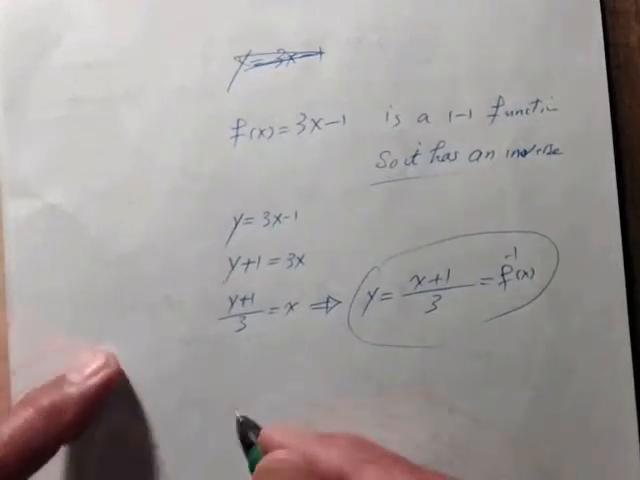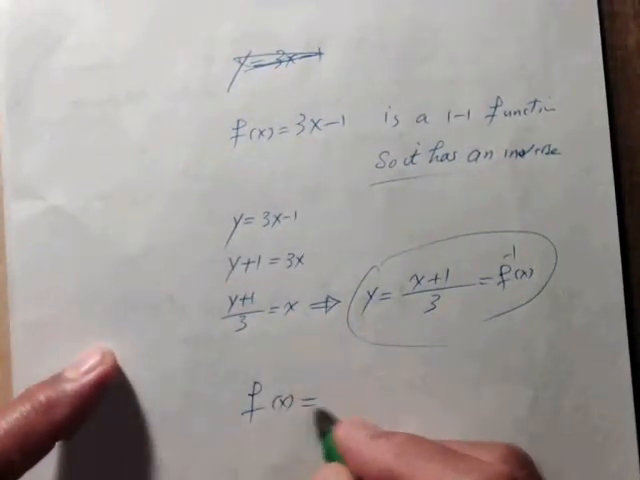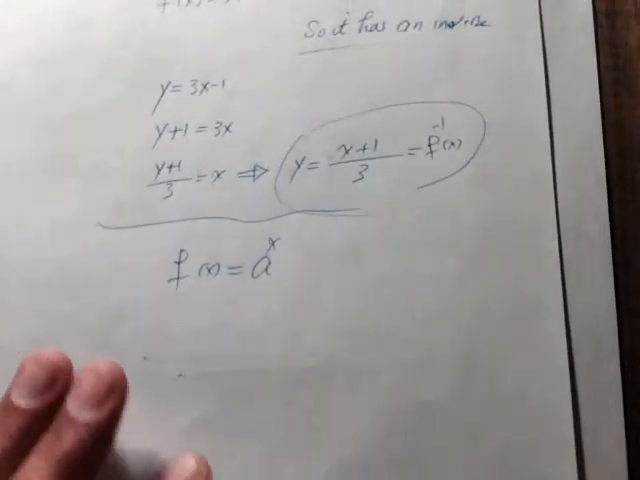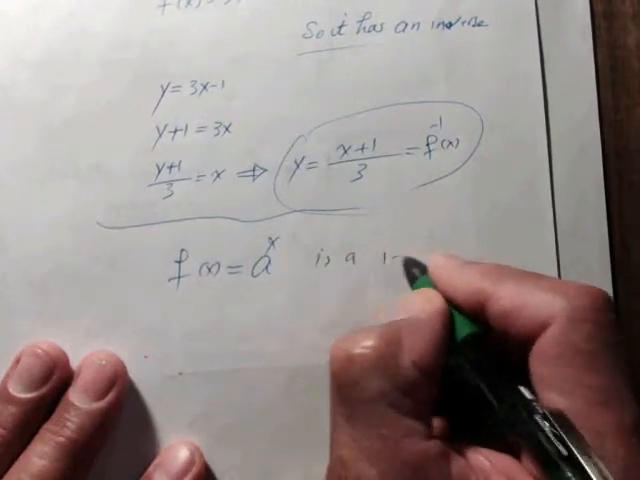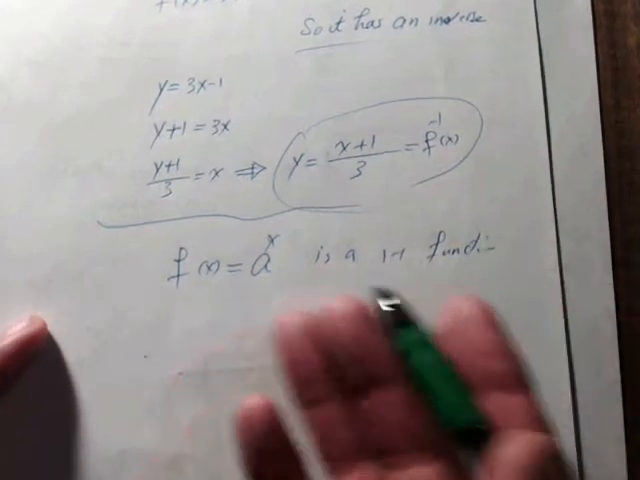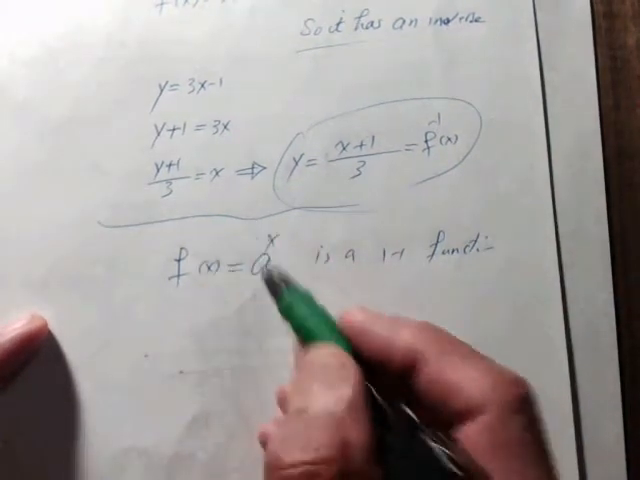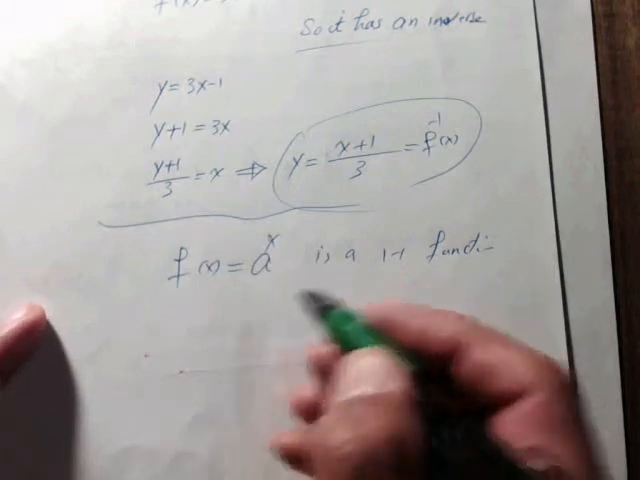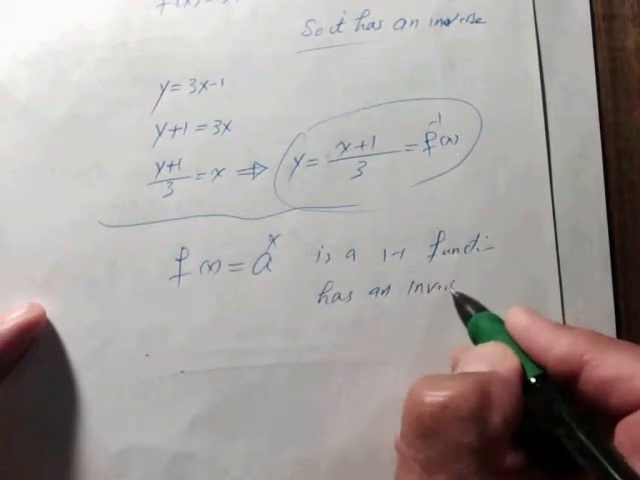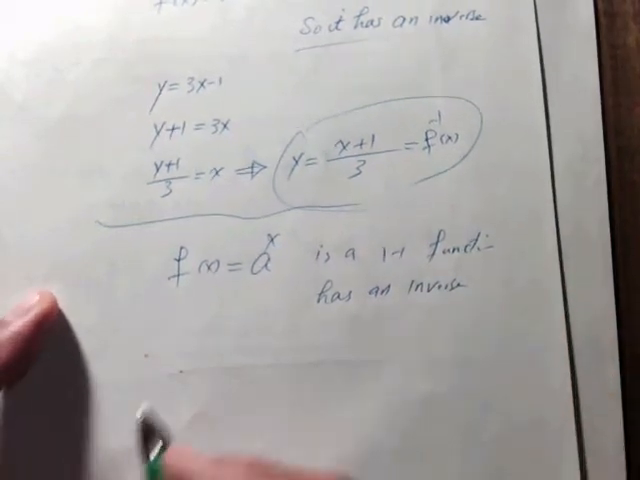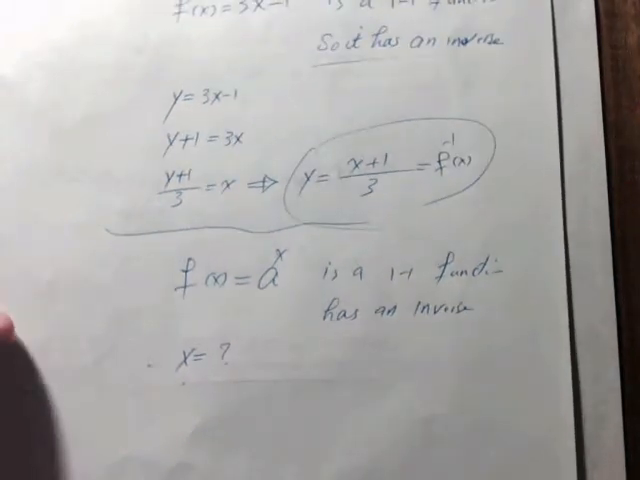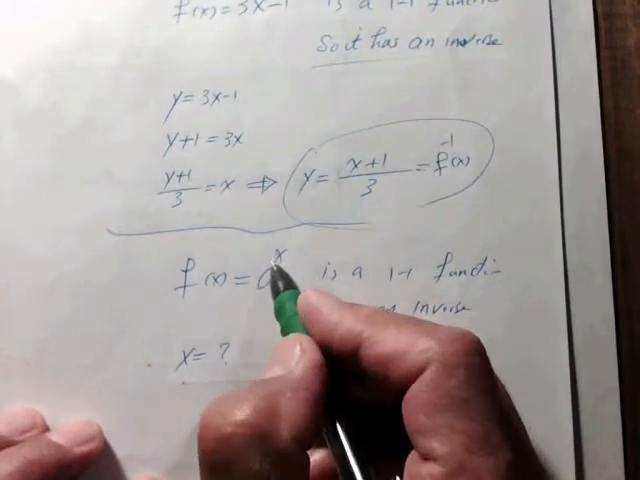Now the question is this: what if I have f of x equal to a to the power x, the exponential function? This one is a one-to-one function from section 3.1. We discussed that. No matter what a is, this function is one-to-one. So it has an inverse. How do I find the inverse? I have to solve for x in terms of y. How do I solve for this x which is in the exponent?